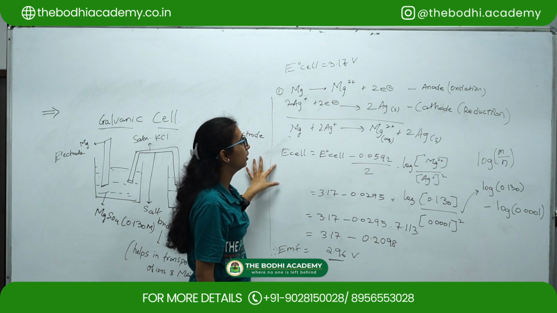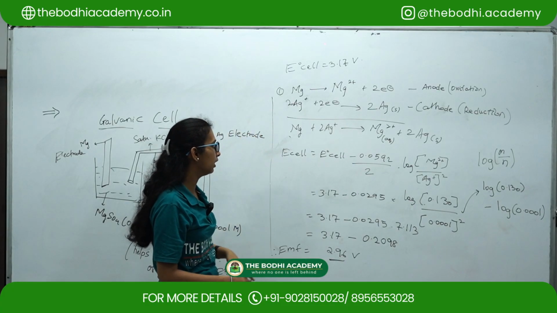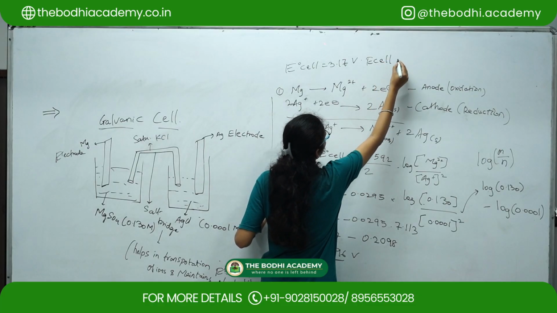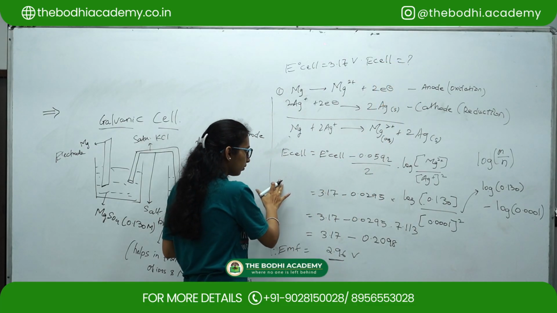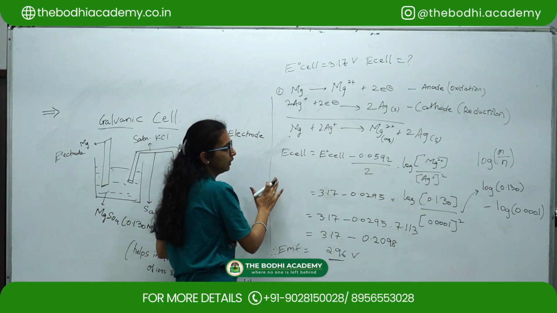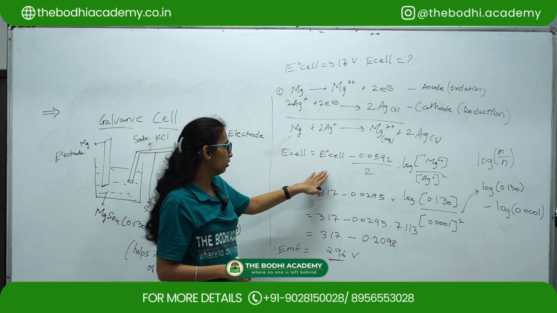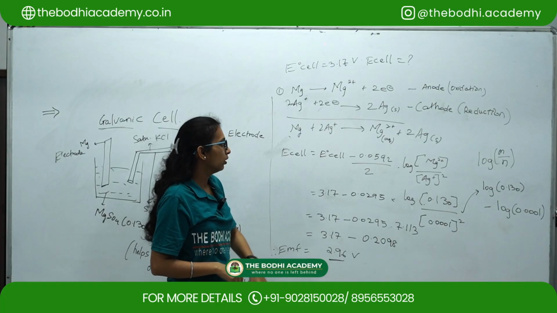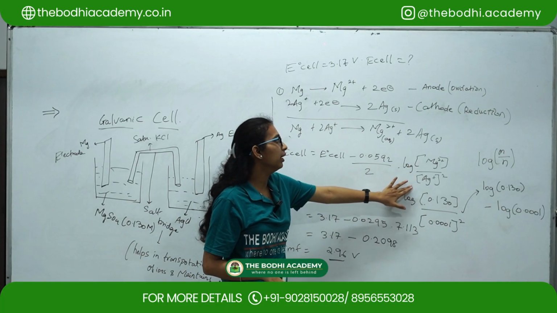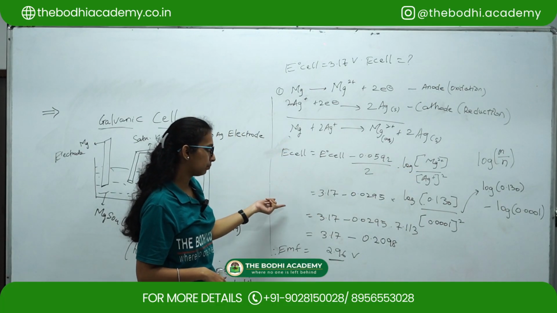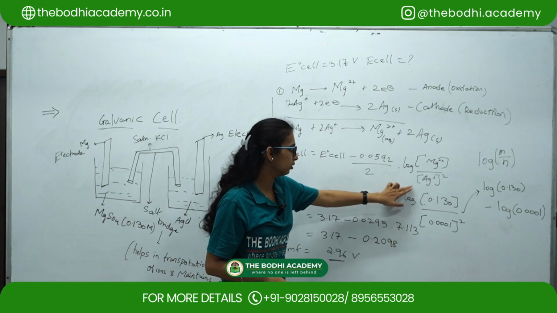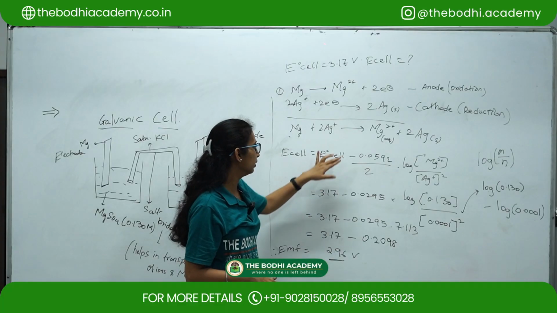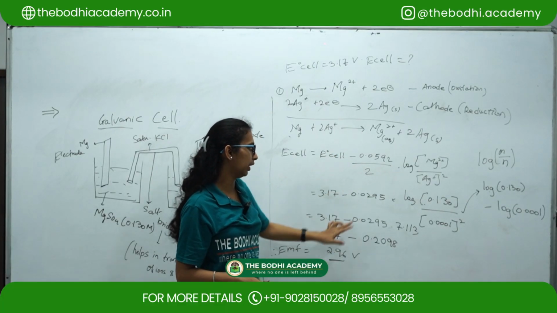They have told us to calculate what? The E cell. E cell means EMF. They have told us to calculate the E cell. So this is the formula to calculate the E cell. E cell equals E0 cell minus 0.0592 divided by 2 into log of concentration of your anode divided by your cathode. The concentrations of both the solutions have already been given. You just have to substitute the values. When you solve this, you will get 0.0295.